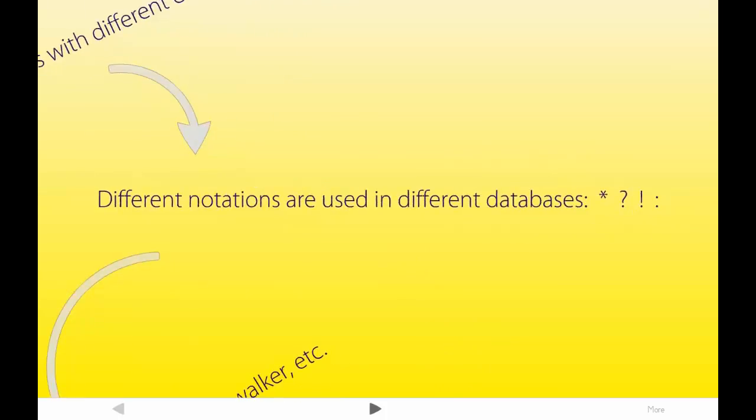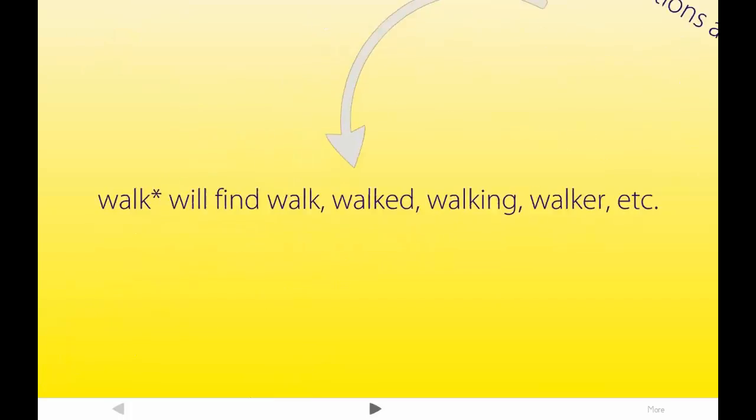Just like with wildcard, different notations are used in different databases. So you need to double check before you start trying to use one. Asterisk, question mark, exclamation point, colon, whatever your search tool is going to use as a truncation. So if you type in WALK asterisk, it's going to find walk just like it says, but it's also going to find all the variant endings: walked, walking, walker, walkman, walkabout, anything that starts with those 4 letters. It's going to find all the different endings.